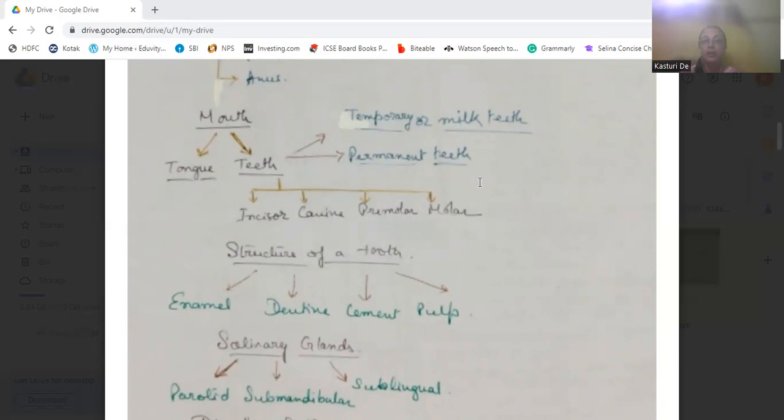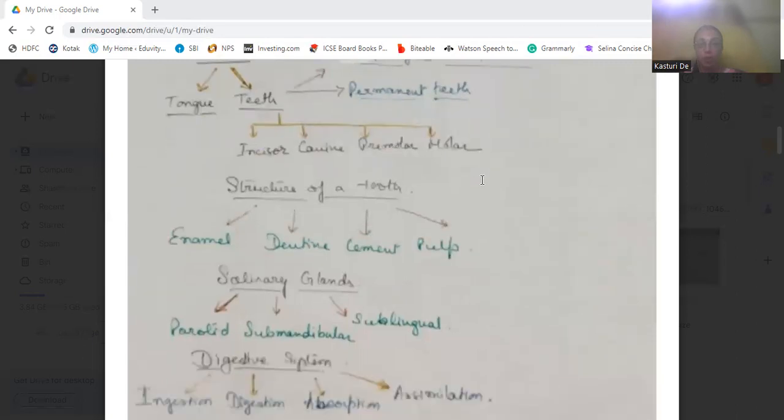The different types of teeth we have are incisor, canine, premolar, and molar. The last molar is a set of three teeth, known as the wisdom tooth, which comes at a later age, often when an adult is fully grown. Now the structure of the tooth: we have enamel, dentine, cement, and pulp. The salivary glands I have told you.